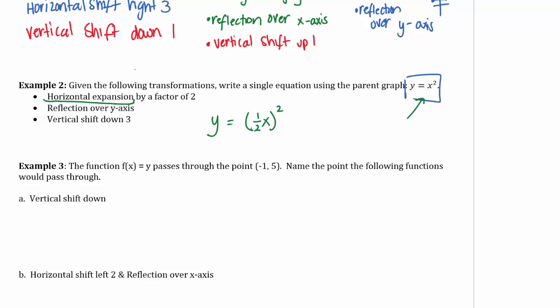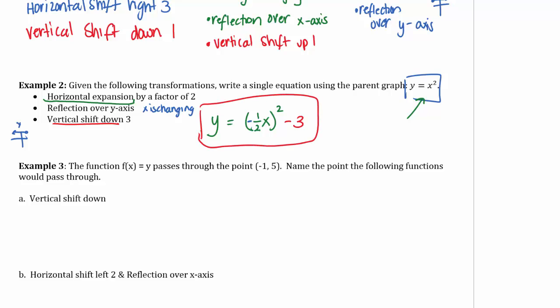So then I have a reflection over the y-axis. Well, reflection over the y-axis means that x is changing. If you look at your graph saying the y-axis, to move a point from one side to the other, we're changing x here. So that means I need a negative with that x. And then lastly, I have this vertical shift down 3. So on the outside, I say minus 3. And that's how you write an equation.